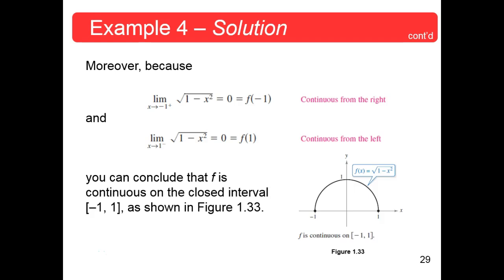So it's continuous from the... I think they said these backwards, didn't they? No, right. It's continuous from the right going to -1 and continuous from the left going to positive 1. Okay. You can conclude that f is continuous on the closed interval because the value is 0 at -1 and positive 1. And that's your graph. It's the upper half of the semicircle, including the endpoints. Okay. There you go. Any questions on that?